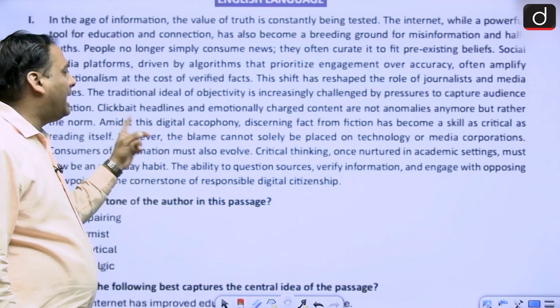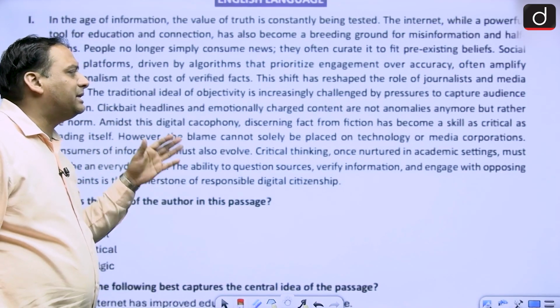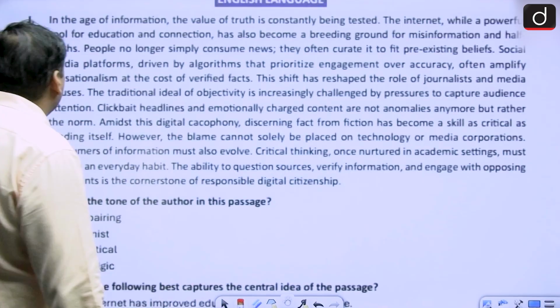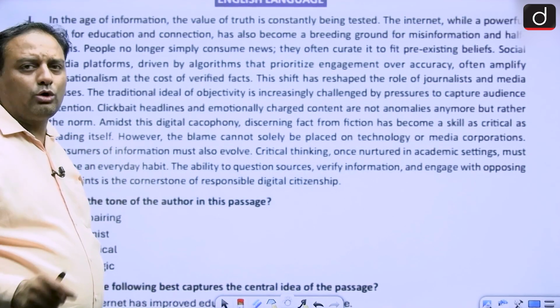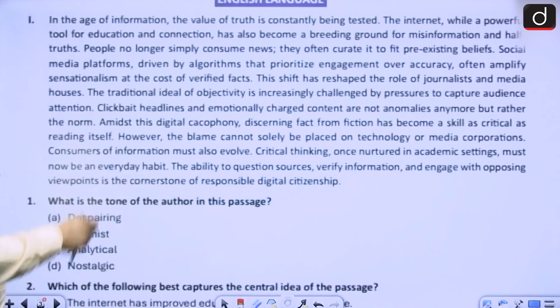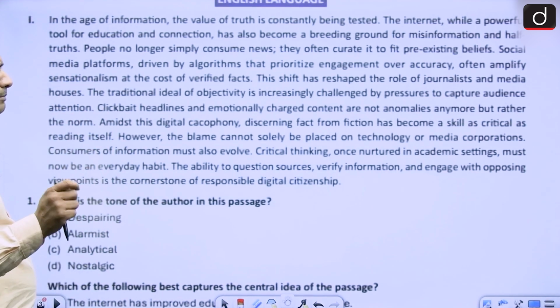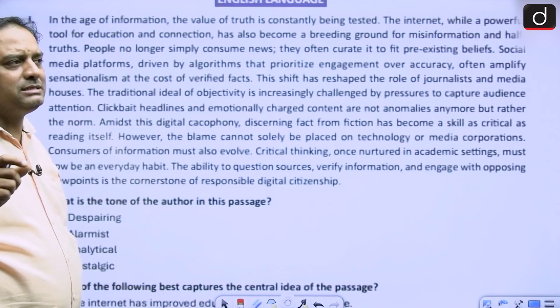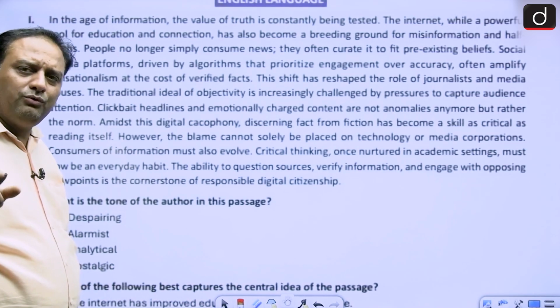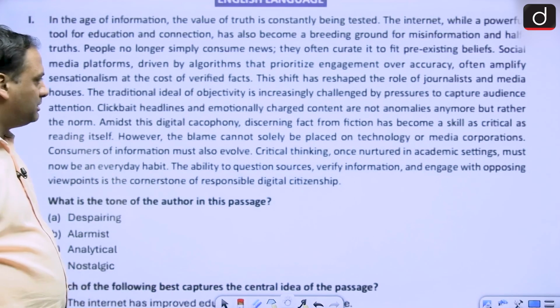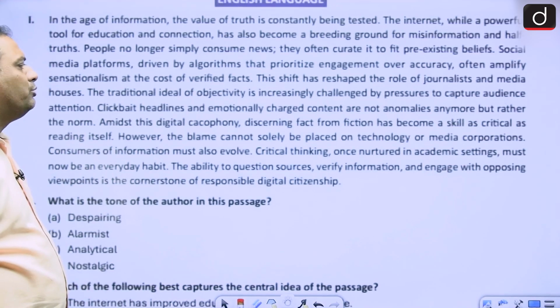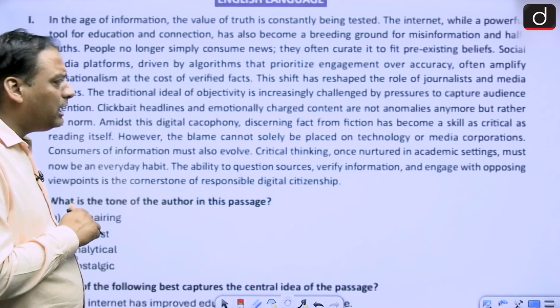The traditional idea of objectivity is increasingly challenged by pressures to capture audience attention. We are not talking about objectivity, we are not talking about the real facts, we are just talking about audience attention. Clickbait headlines are those headlines which look dubious, but they are what? Highly sensational. So clickbait headlines and emotionally charged content are not anomalies anymore.